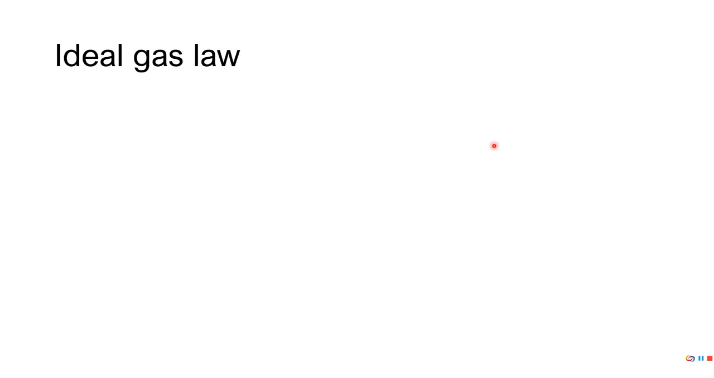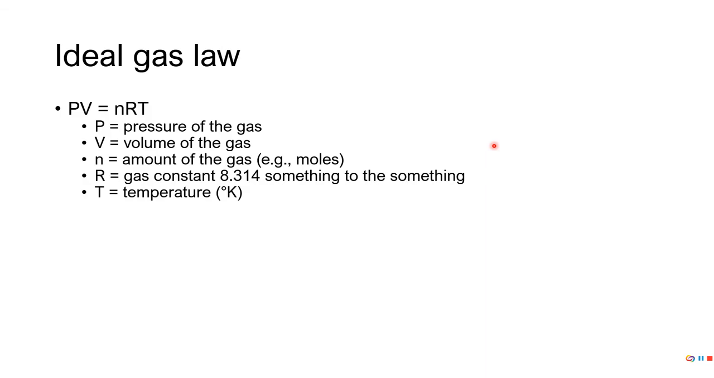Okay, so I want to talk about the ideal gas law, and so we've used this as well. P1V1 equals P2V2. Well, we're going to add a couple of variables. And so what does this all mean? So pressure times volume equals the amount of a gas, so N times a constant, times temperature. And usually this is in Kelvin.